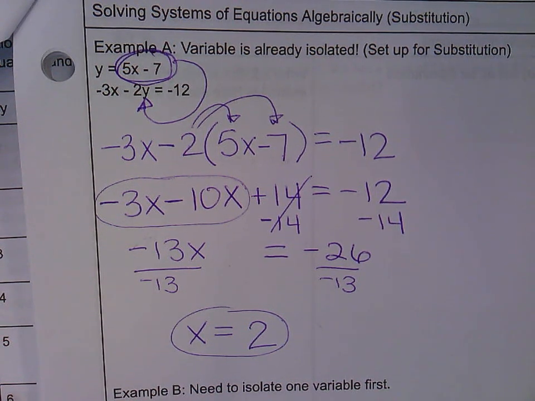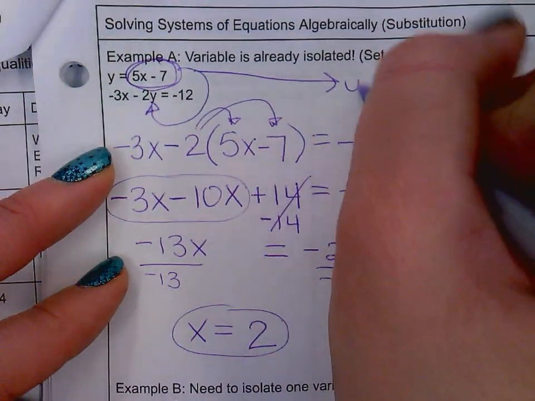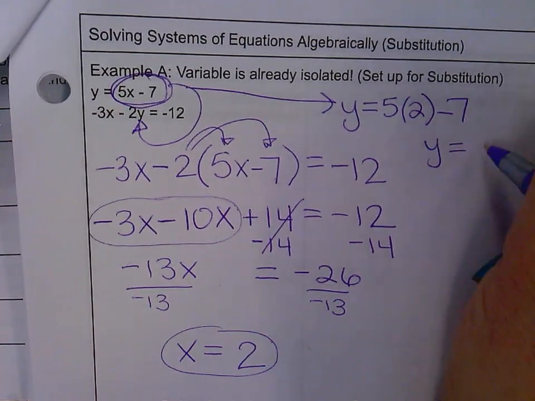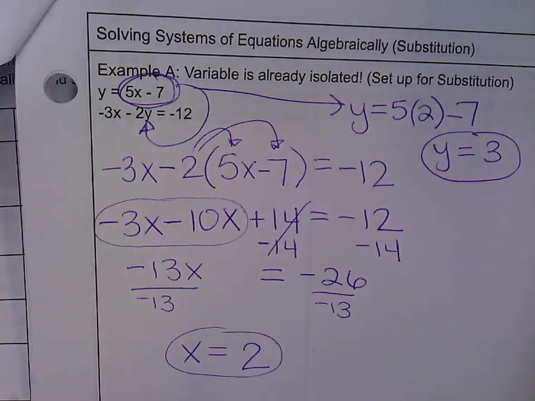If you plug it in here, there's a little bit more algebra. I'm going to plug in 2. 5 times 2 is 10, and then 10 minus 7. So I'm going to do it right here. y equals 5 times 2 minus 7. So y equals 3. All right, I found x and y.